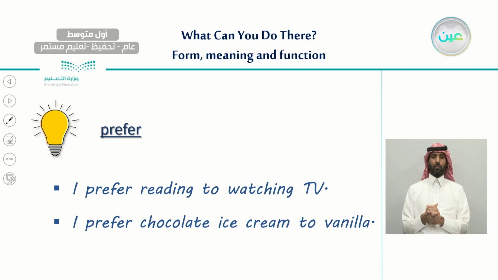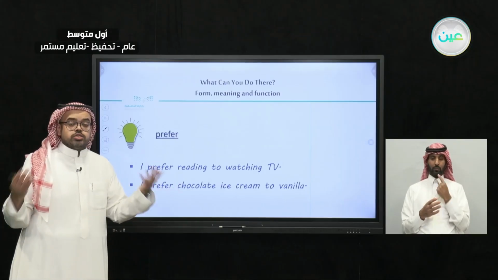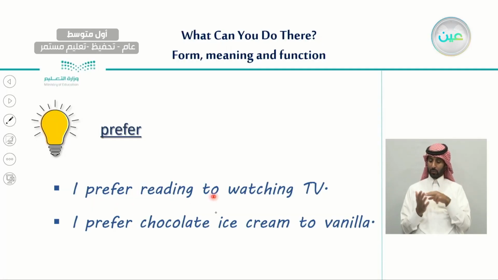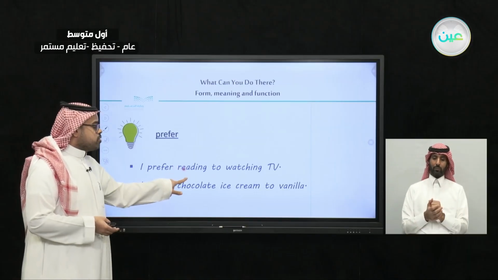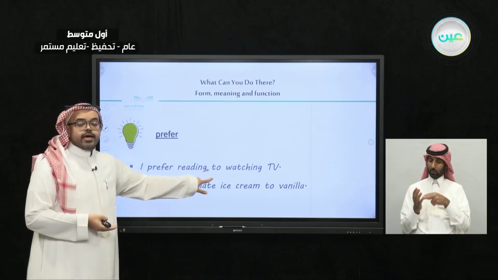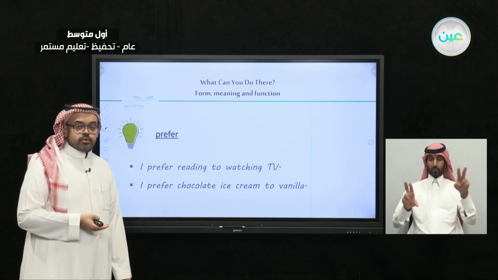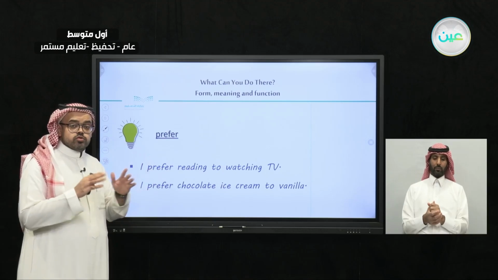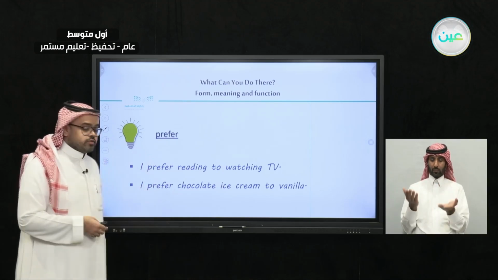One note: the verb prefer, we usually use it with to, for example, when we're talking about two actions or two activities. For example, I prefer reading to watching TV. It means that I prefer reading more than I prefer watching TV. So this is the only scenario with prefer, to use to just to compare between two activities.